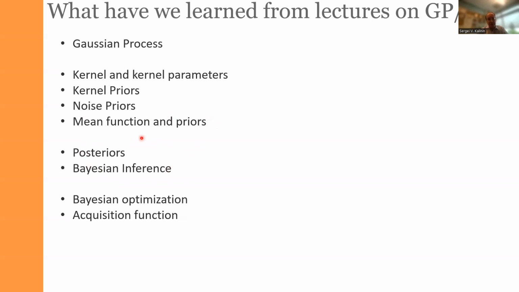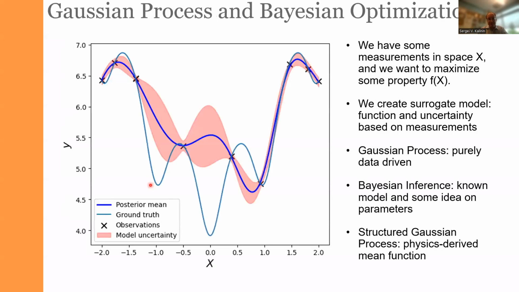We also talked a little bit about Bayesian inference and posteriors, what that is. Putting it all together, we discussed Bayesian optimization and the acquisition functions. As a general recall, we are now going to go through these concepts one more time, but looking at slightly different aspects of Gaussian processes than we did before.